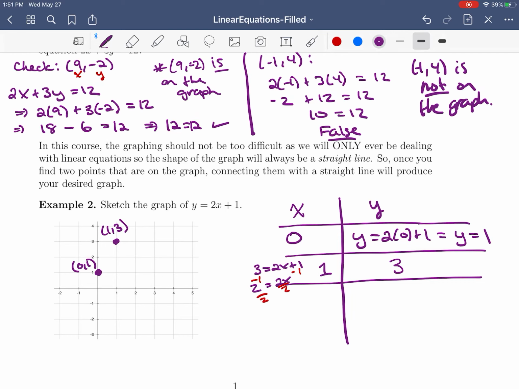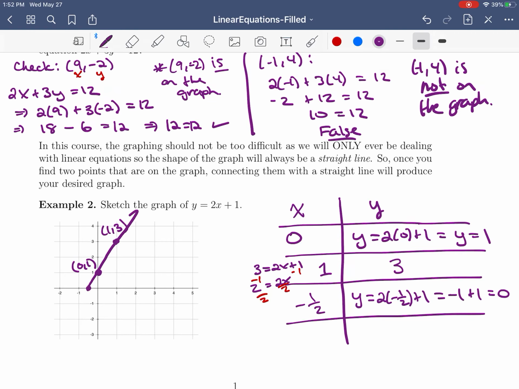Okay, maybe I want to try another point. What if I did, I don't know, x equals negative 1/2. Okay, so then y is going to be 2 times negative 1/2 plus 1. So that's negative 1 plus 1, so that's 0. So at x equals negative 1/2, I'm going to be at the point 0. You can see that these are forming a straight line. Okay, 2 points was actually enough to be able to graph this line. This is the point negative 1/2, 0. Okay, but you can do as many points as you like using a table of values.